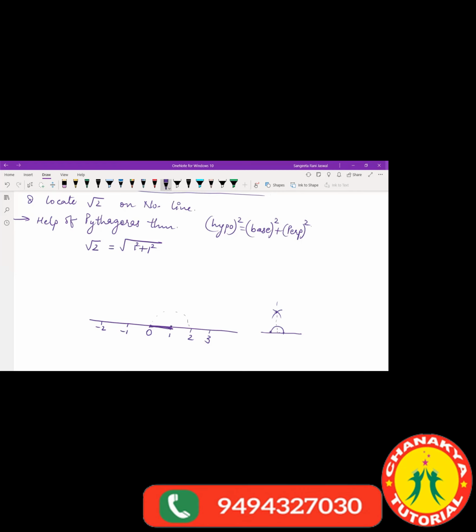From here you take an arc. From here you take an arc. You draw a perpendicular like this line. This is your point 1. So you have taken a perpendicular here.